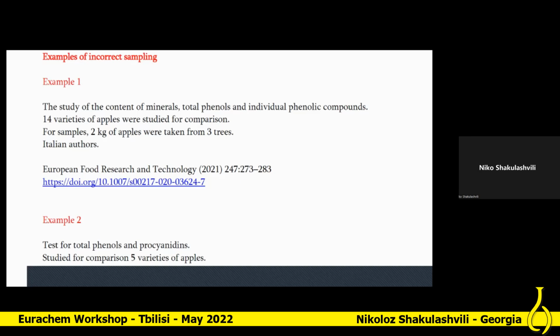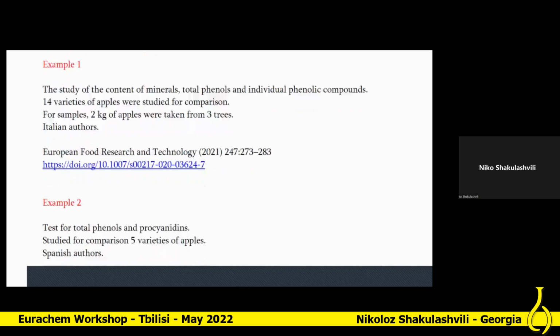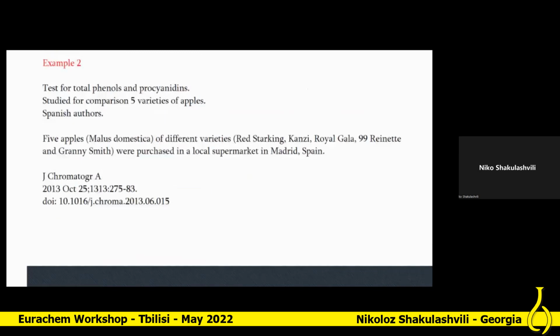There is also a reference to the particular journal where you can find the information, and there is also a link where you can go for additional information. This was the first example, and now I would like to speak about example number 2. This is also about analysis in apples, and a Spanish team of scientists was working on this test. They compared 5 different varieties of apple with each other to determine total phenols and procyanidins.